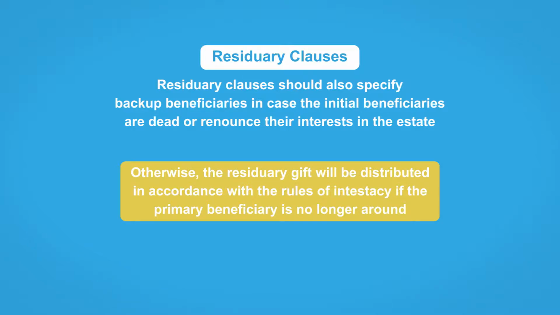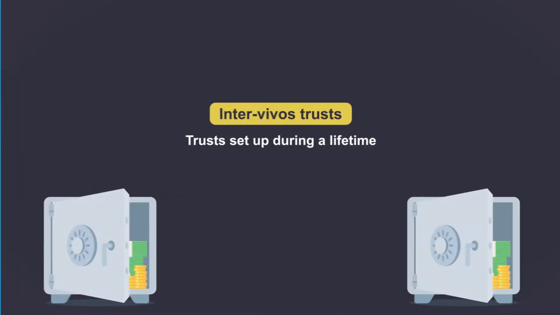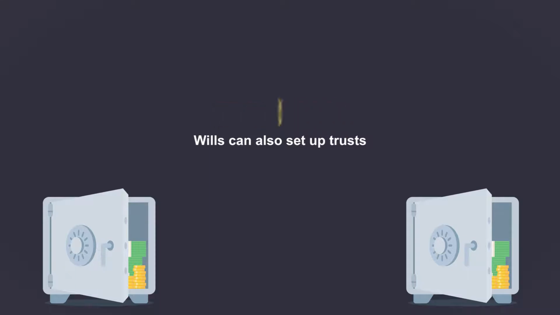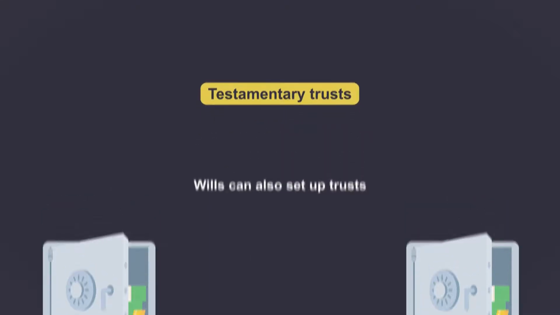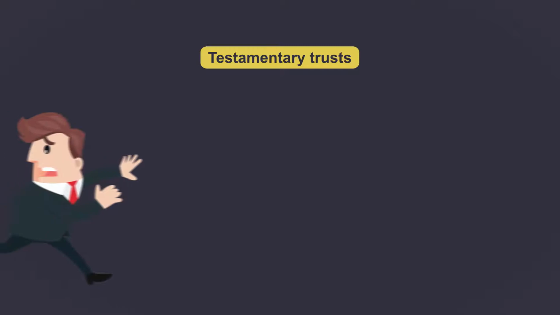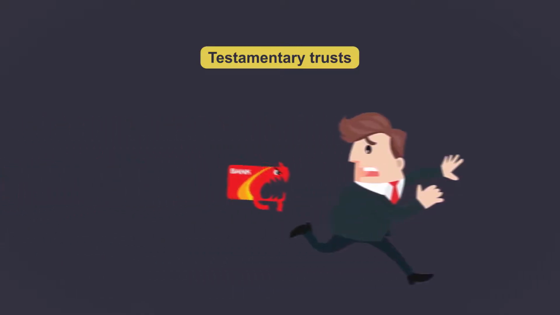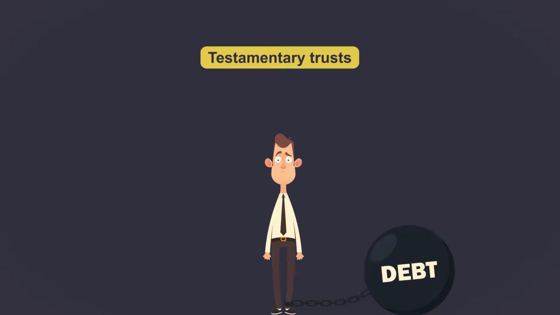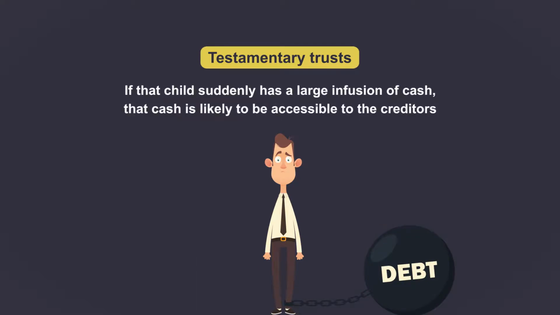Just as people can set up trusts during their lifetimes, known as inter vivos trusts, wills can also set up trusts, which are known as testamentary trusts. These are common in scenarios where the testator wants to protect the assets from the creditors of her beneficiaries. For example, assume the testator has a child who has run up enormous debts and is likely to be sued. If that child suddenly has a large infusion of cash, that cash is likely to be accessible to the creditors.